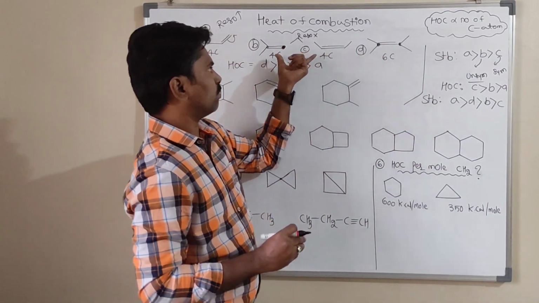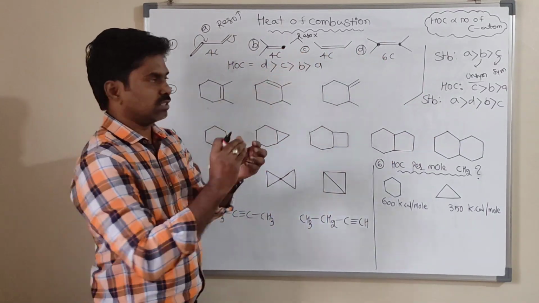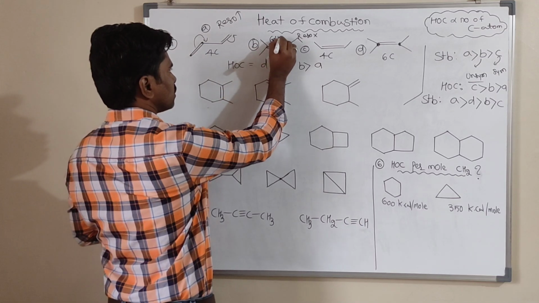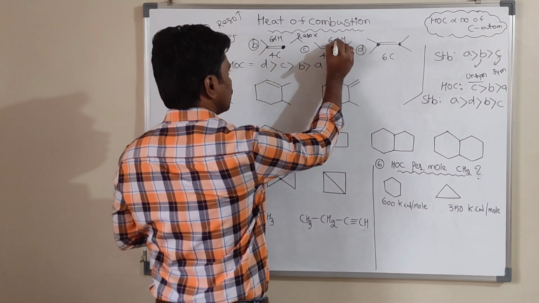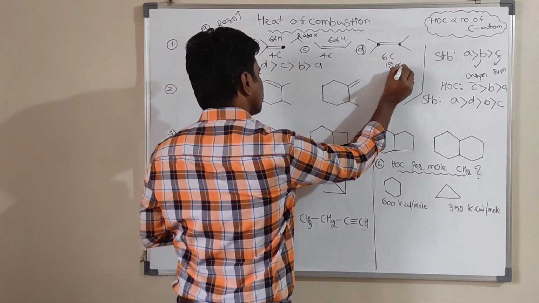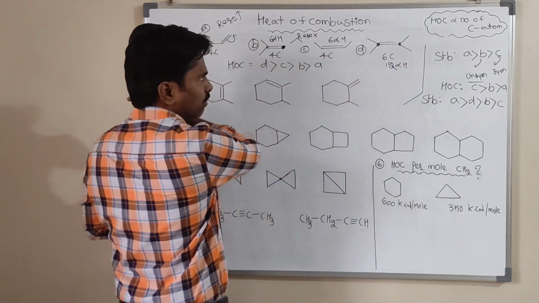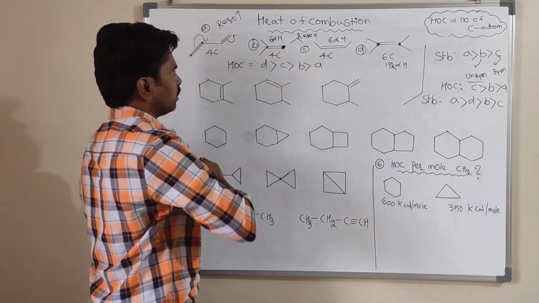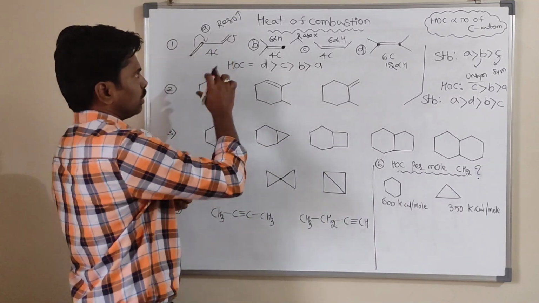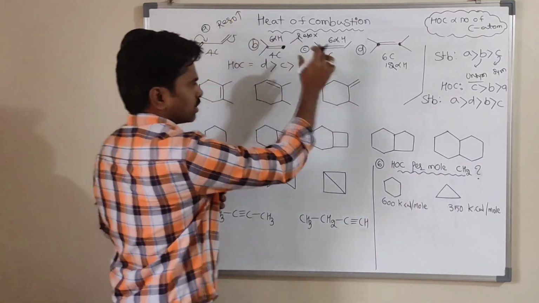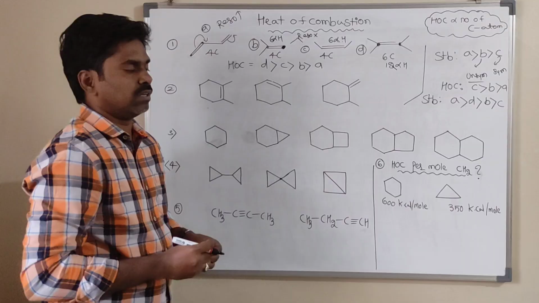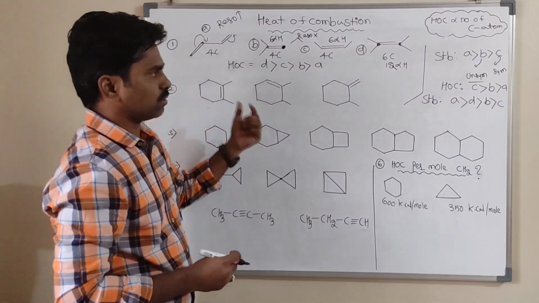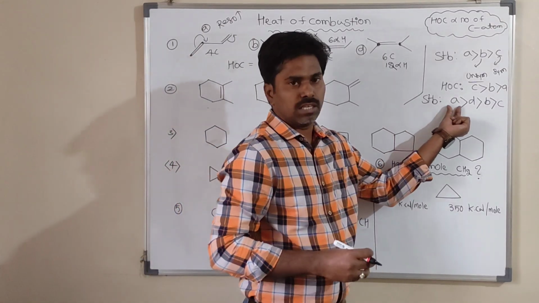What about B and C? There are 6 alpha hydrogens here, and 6 alpha hydrogens here too, but in D there are 12 alpha hydrogens. So obviously D, and after D comes B, because this is the unsymmetric form and this is symmetric. Okay, so why is A first? Because in this question resonance appears, so A is the most stable.